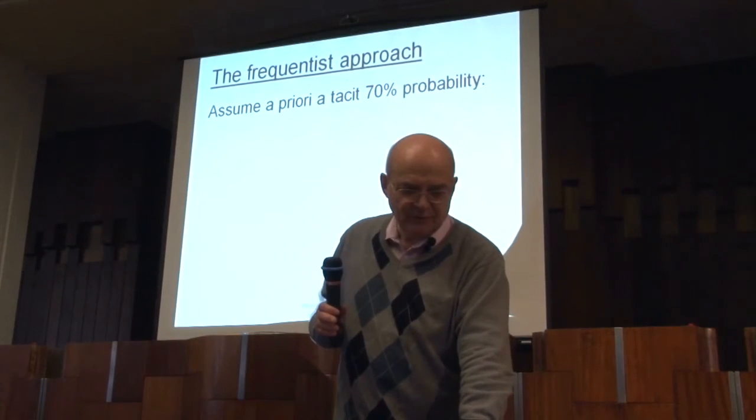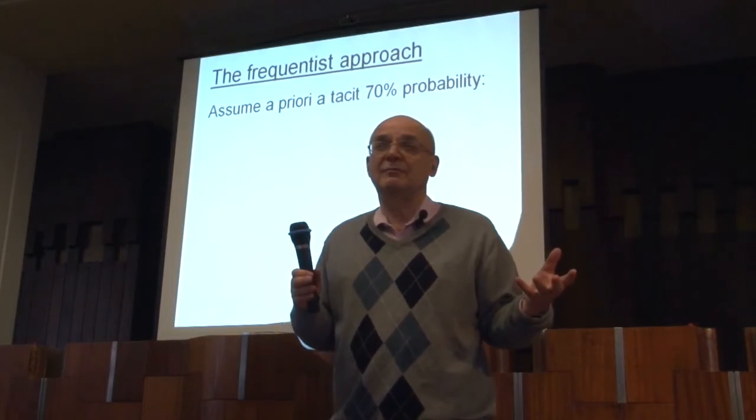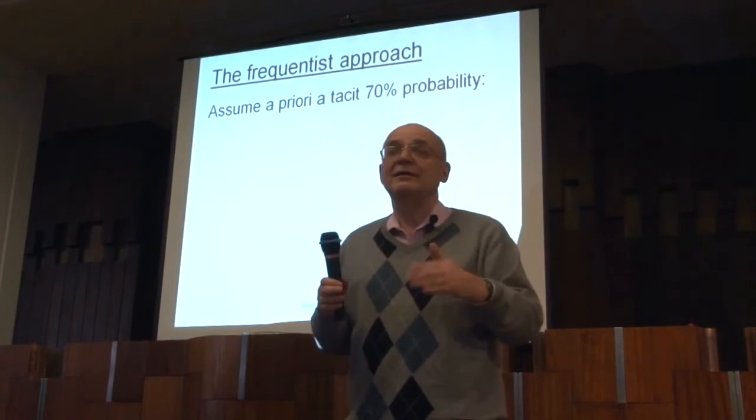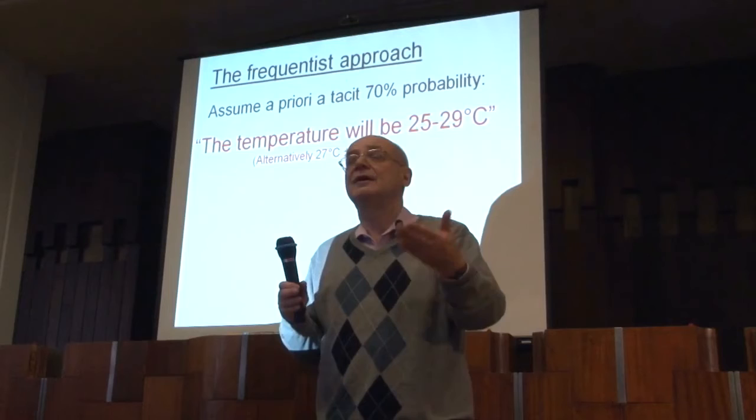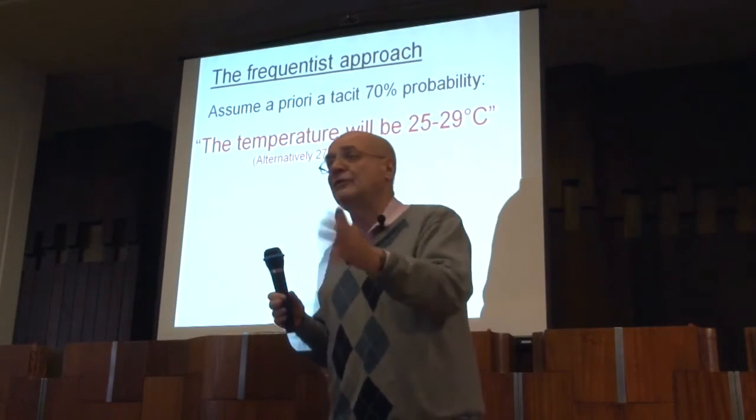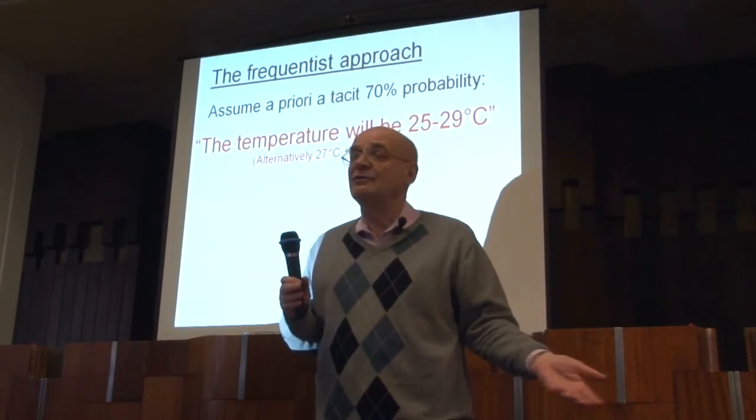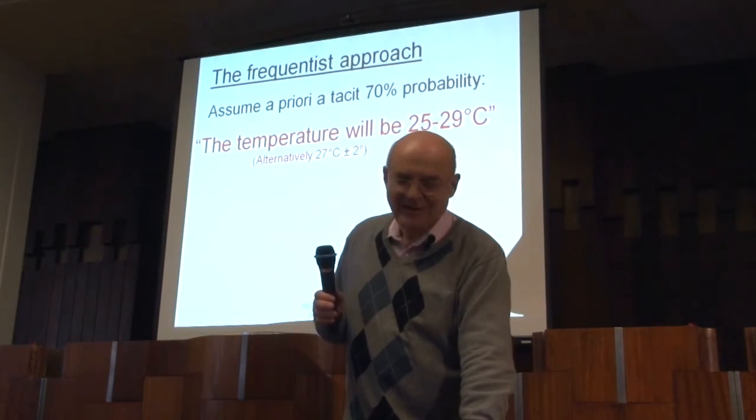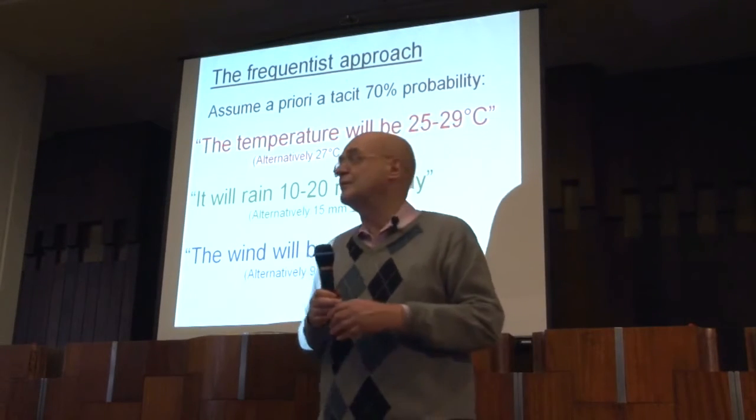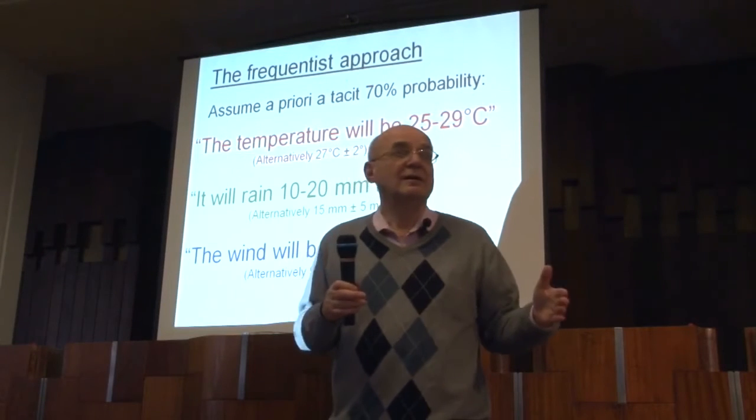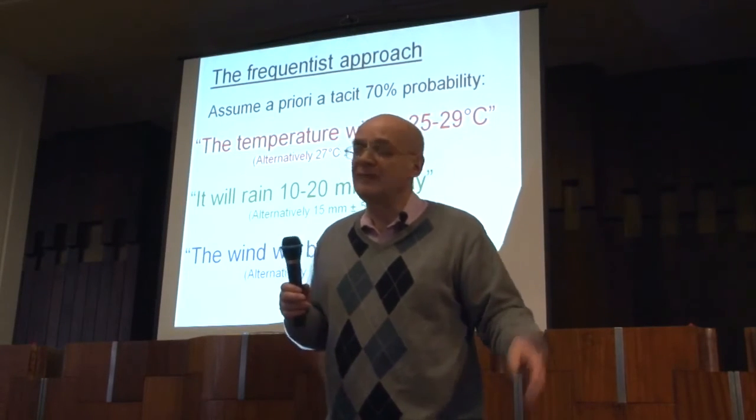Because the frequentist approach would be that we assume some sort of tacit 70% probability. So that is our fixed value. Whatever we say is 70% likely. And I think that is what most people think, that when we say something, it's not 100% certain, not 50-50, but somewhere in between, 70-80%. So it's not far away from people's intuitive feeling. So when we say 25 to 29, or 27 plus minus 2, there is sort of an underlying 70% probability, or 10 to 20 millimeters of rain, or 6 to 12 meters per second wind, assuming an implicit 70% probability.